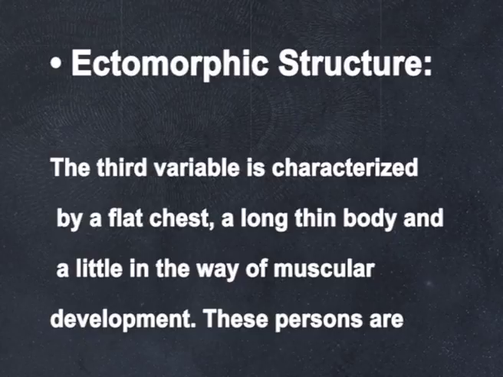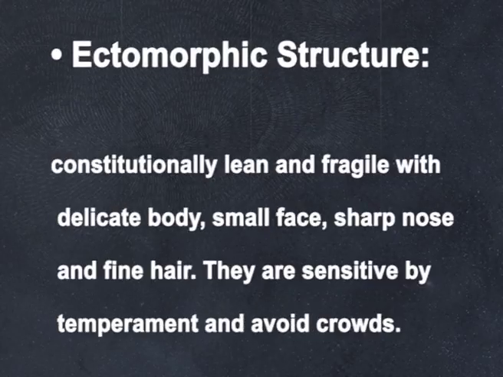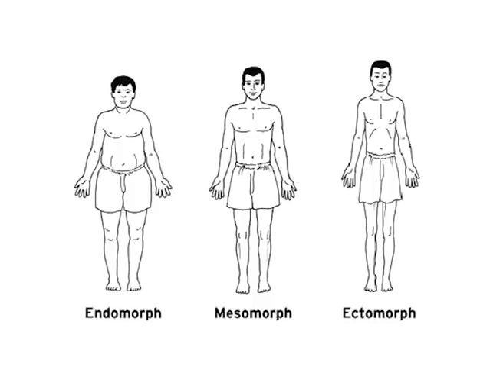The third variable is characterized by a flat chest, a long thin body and little muscular development. These persons are constitutionally lean and fragile with a delicate body, small face, sharp nose and fine hair. They are sensitive by temperament and avoid crowds. Further, Sheldon asserted that these physical structures were directly related to the temperament of the person who commits crime.